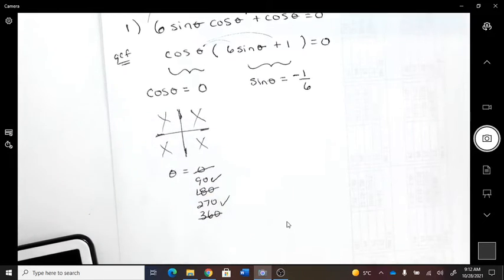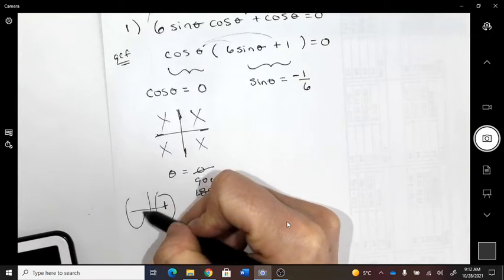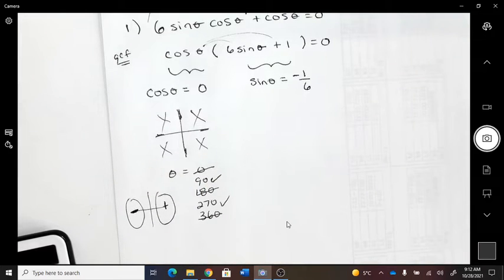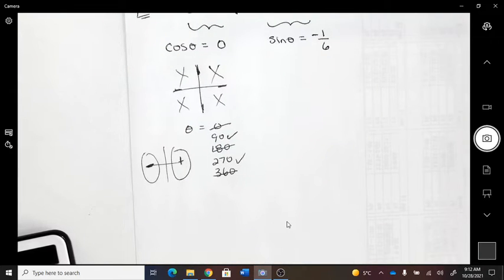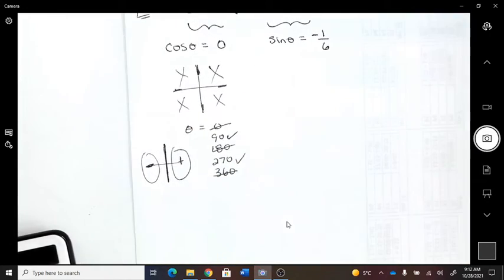And 270 also works. Okay, and we also just talked about this. The cosine quadrants split up, positive, negative, so where's cos 0? In the middle of it. Okay.